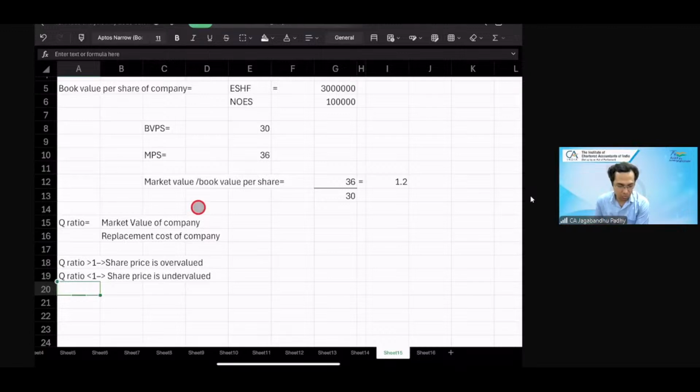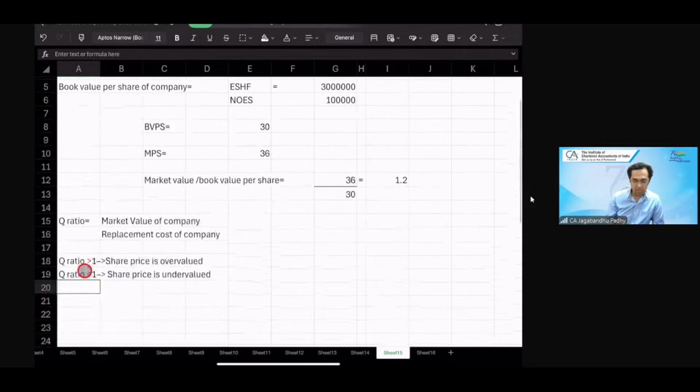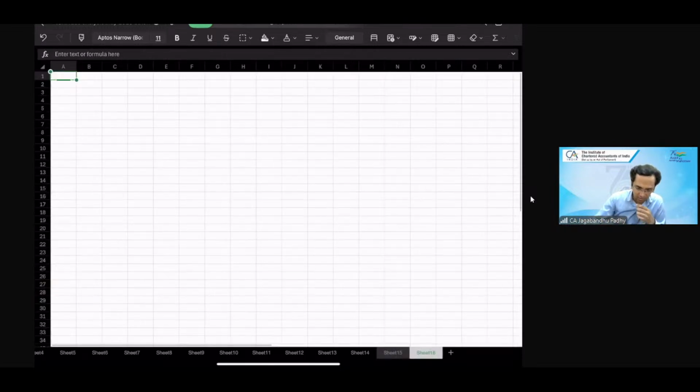Okay, so one ratio we have before the Q ratio is the market value to book value ratio. Market value is the market price of the share that you observe. Book value of the share is computed as equity shareholders' fund divided by the number of equity shares. Now Q ratio is computed as market value of the company upon replacement cost of the company. If your Q ratio is greater than 1, we observe that share price is overvalued. If it is less than 1, then we say that the share price is undervalued.